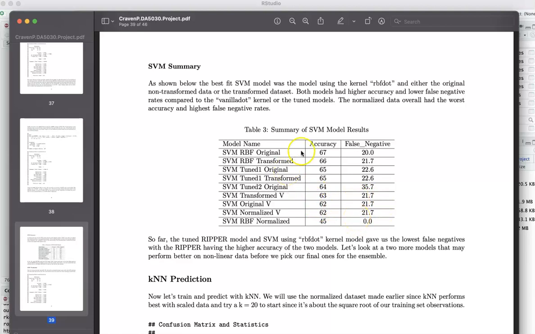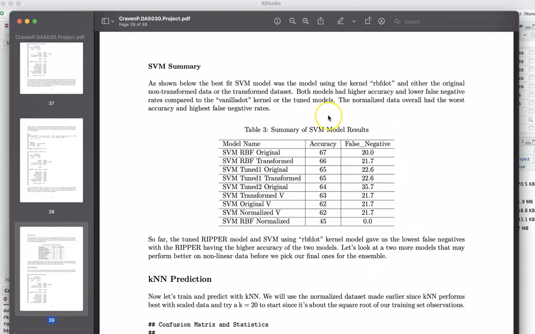I then ran the RBF on the original, transformed, and the normalized. The normalized did not do well using the RBF kernel. The original did better than the transformed data in this case. I tried to do a couple different tunings with cross-validation, and essentially the original and transformed data looked exactly the same. So then I moved on to just looking at the original and doing a couple other different tuning things, but nothing really increased. In fact, with this original tuning, I think I had a larger bag number, which actually increased my false negative rate.